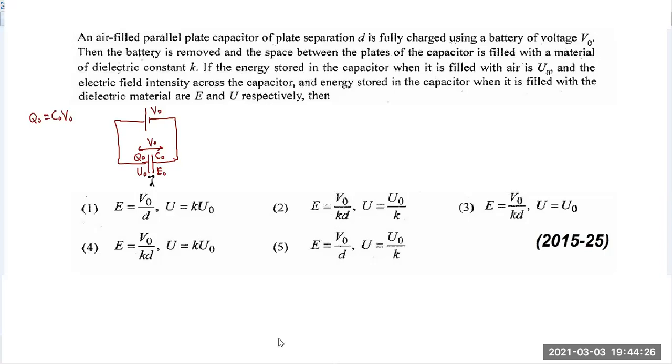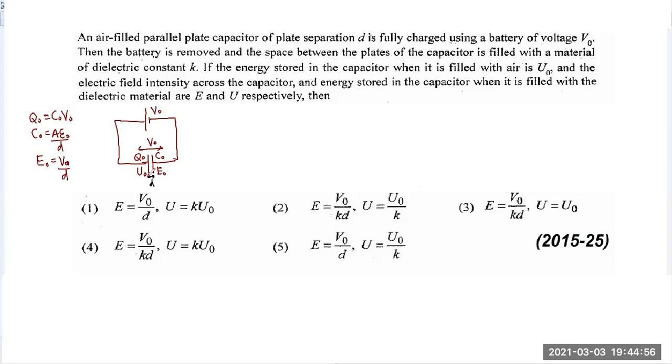And then the other one. After that, what can I say? For C naught itself, you can write another equation. What is that? A epsilon naught divided by D. I am taking epsilon naught because it's air filled. So for air, K is almost 1. So we can take epsilon naught. What else can we write? E naught is there. What is the equation for E naught? The magnitude. E naught is the electric field intensity. You can write it this way, no? V naught over D. Voltage divided by separation between the plates.